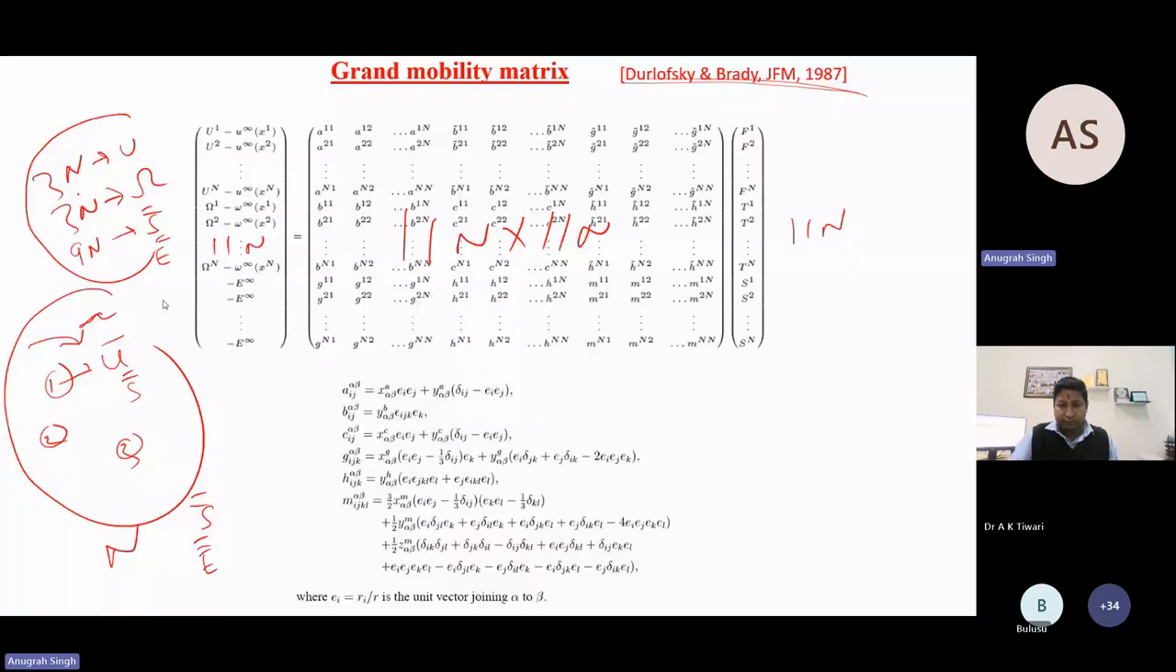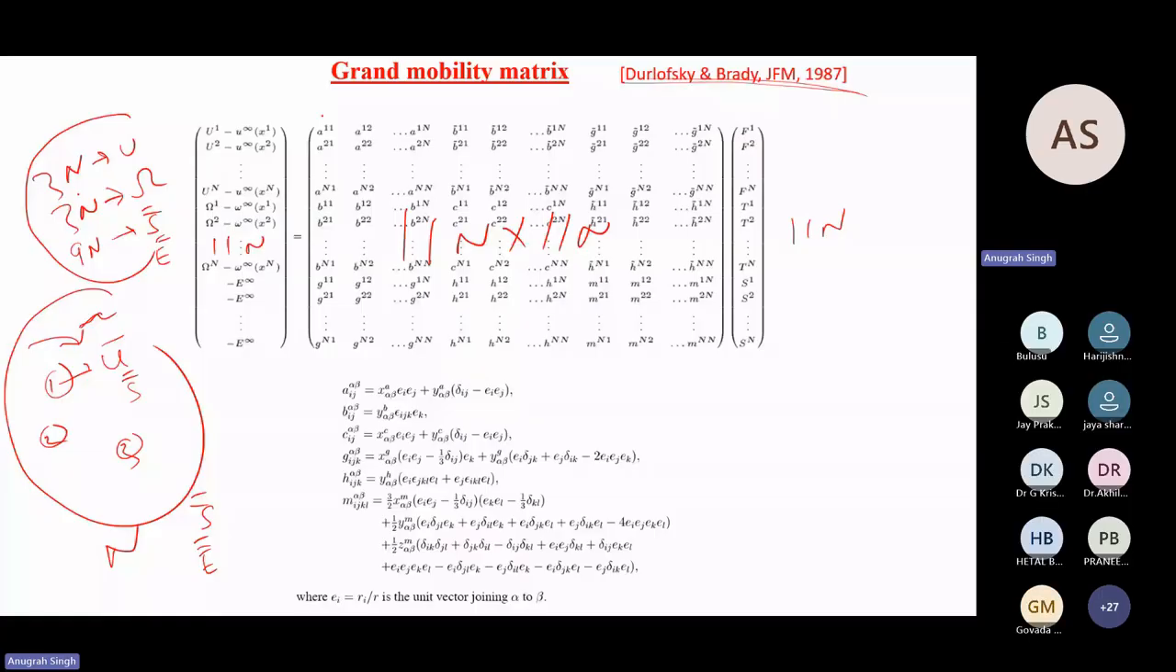So if n is large, it's a fairly big system. And you see all these are pairwise, that means particle one with one, one with two, one with three. So this grand mobility matrix is found pairwise. That means it captures the disturbance created by this particle on that one, and so on.